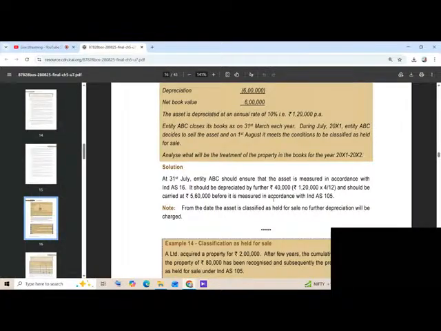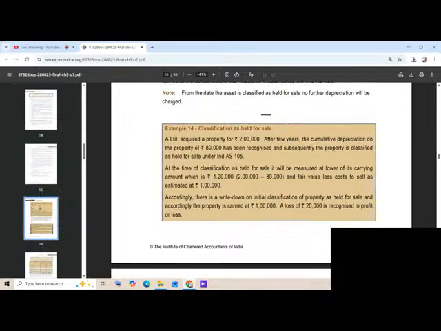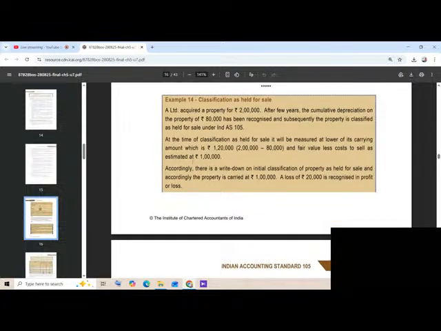So basically, charge 4 months of depreciation, that is the period up till August, and then you classify it as held for sale per Ind AS 105. From the date the asset is classified as held for sale, no further depreciation will be charged. Example 14. Classification as held for sale.